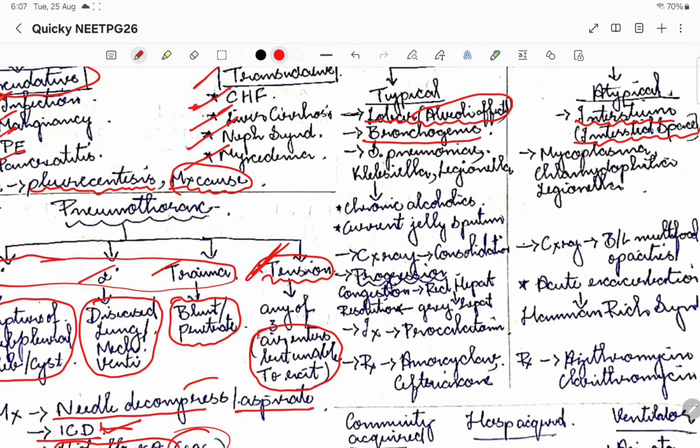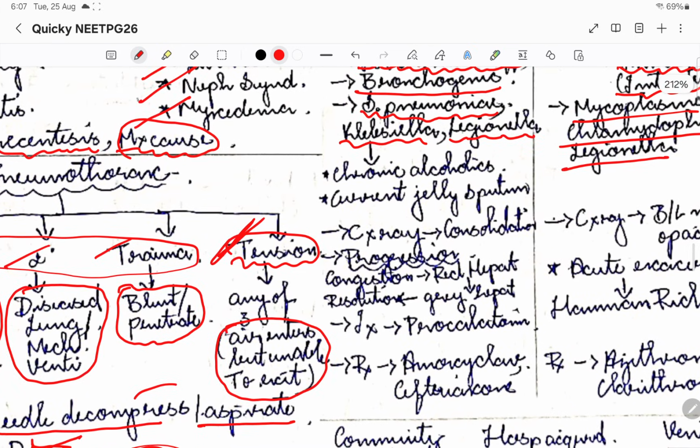Okay, and in typical versus atypical, there is also a microorganism difference. In typical pneumonia it is Streptococcus pneumoniae, just in the name itself it is there, right? Streptococcus pneumoniae, Klebsiella and Legionella are the organisms with respect to typical, whereas Mycoplasma, Legionella and Chlamydophila are the organisms with respect to atypical pneumonia. Okay, so please remember, Klebsiella pneumonia happens in chronic alcoholics, and there will be recurrent currant jelly sputum. Currant jelly sputum is very pathognomonic of Klebsiella.